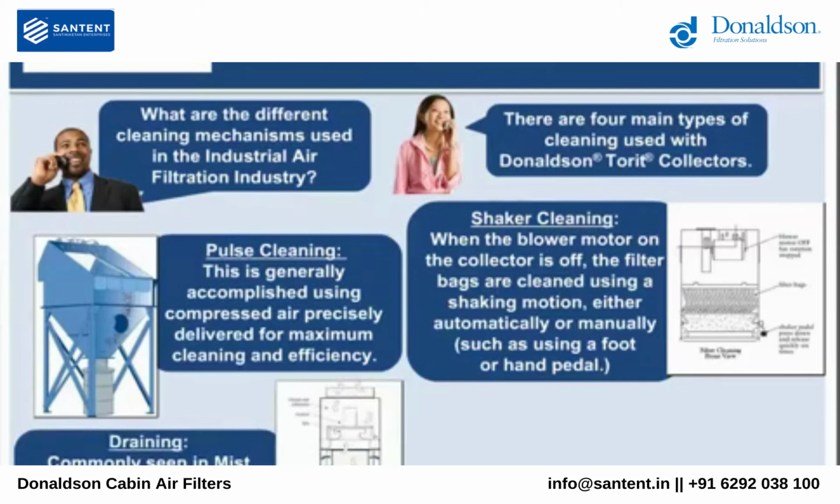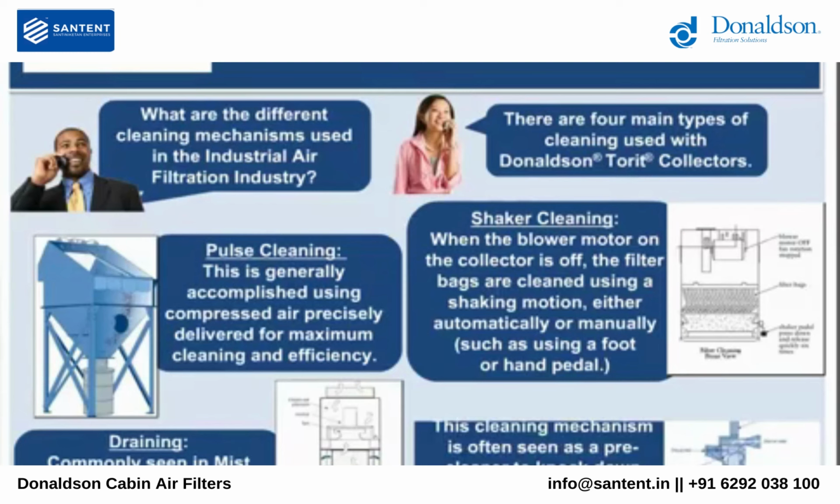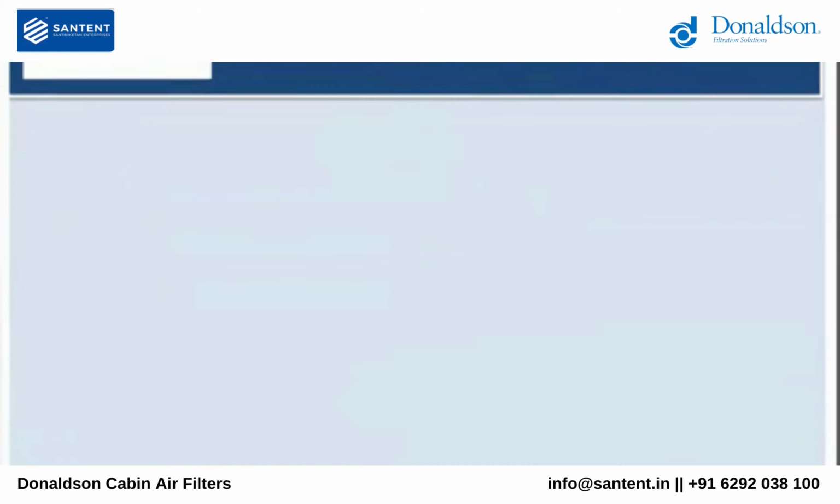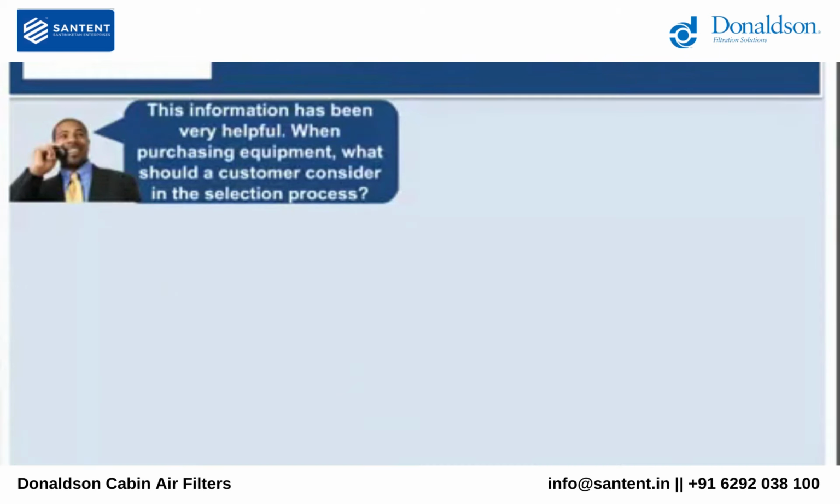Draining. Commonly seen in mist collection, the water, oil, or oily smoke is drained from the collector and into a collection point. Mechanical separation. This cleaning mechanism is often seen as a pre-cleaner to knock down and collect large contaminant prior to it being collected in the primary dust collector. This information has been very helpful.